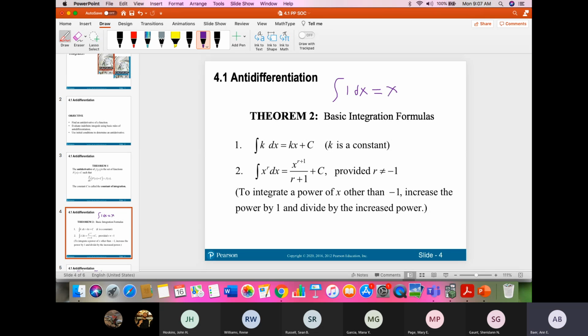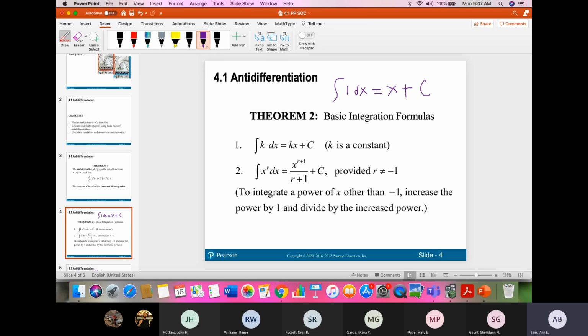Now, it could be x plus 1. It could be x minus 500. It could be x plus 5 million. We don't know. So we write this down as x plus a constant of integration, to denote that there's an infinite number of possibilities for an antiderivative of 1.